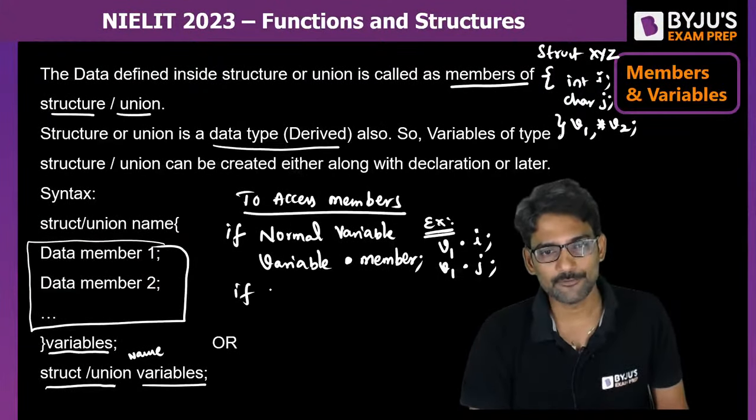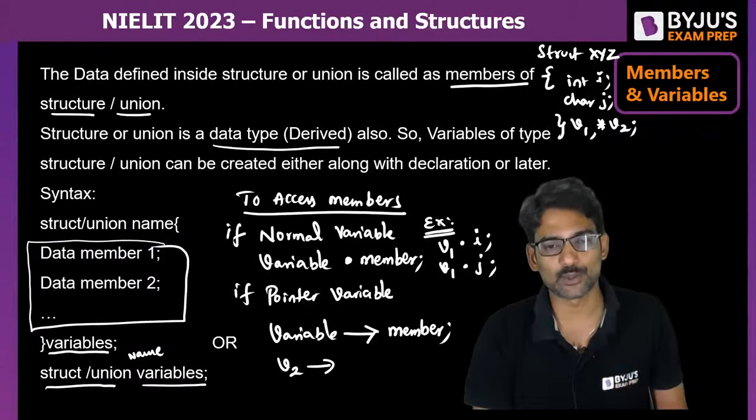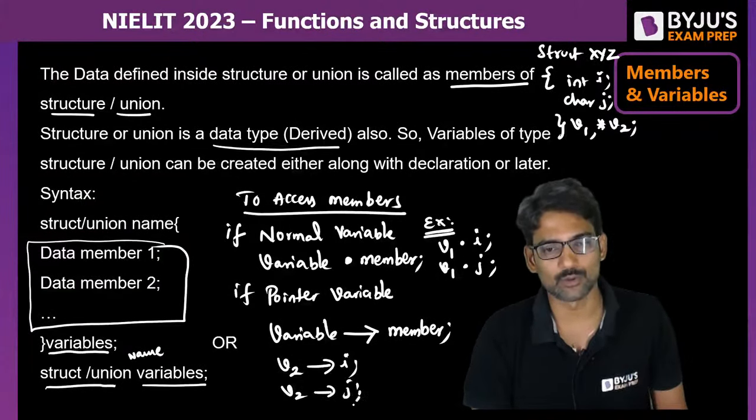If it is a pointer variable, if we need to access the members of a pointer variable, we will access it with the forward arrow operator. Forward arrow operator means v2 arrow i, v2 arrow j. This is how we use it. Okay?